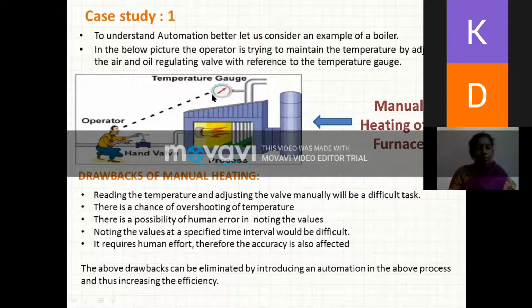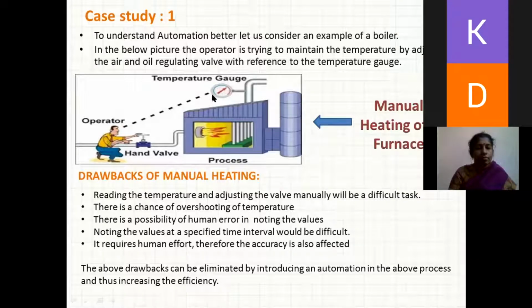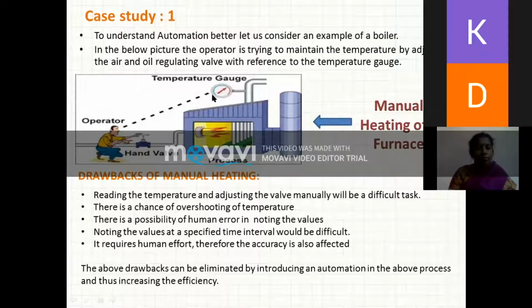The next drawback would be overshooting of temperature. There is always an overshooting of temperature. If he wants to stop exactly at 500 degrees Celsius, it is impossible. It is possible, but it is a very difficult task. So you cannot accurately control the temperature, because that is not controlled by a machine. It totally depends on the skill of an operator. So there is a possibility of human error in noting the values.